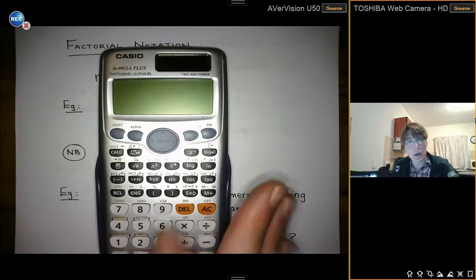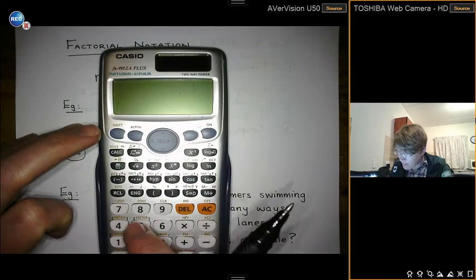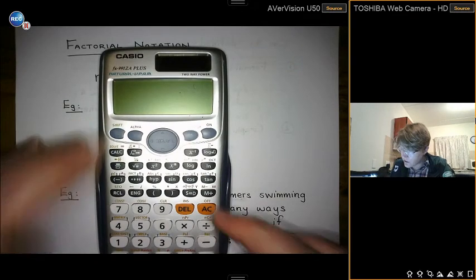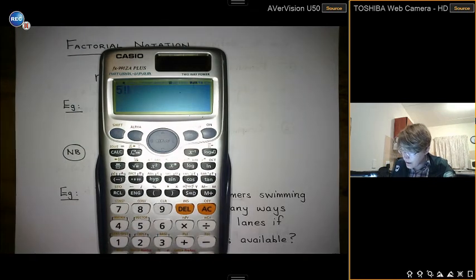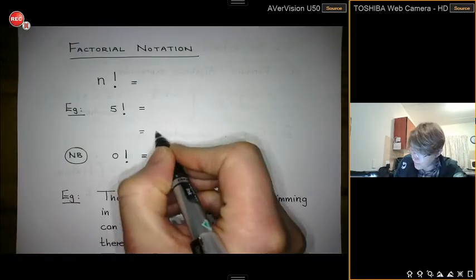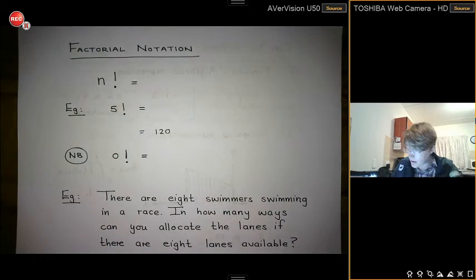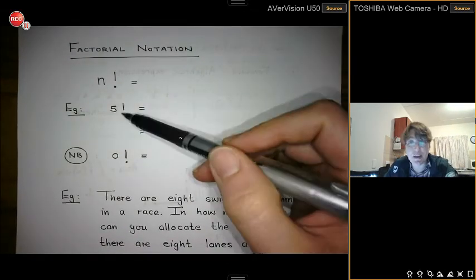So even though we have no idea currently how to get it, I can say 5, and then I press shift and that factorial button. Let me just switch it on. 5 factorial equals, and it tells me it's equal to 120. So I'm going to write this down over here. But now to understand how they got to 120, we need to understand how this factorial notation works.